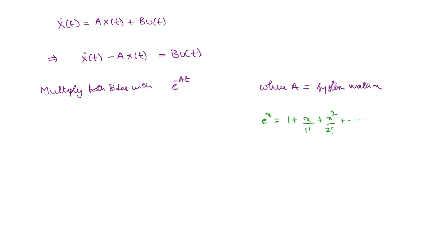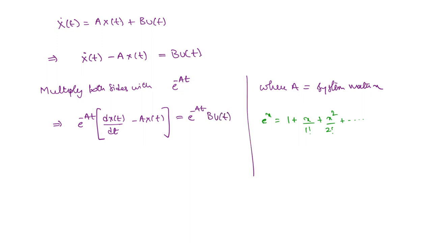So here you are going to write 1 plus e to the power minus at by 1 plus at whole square. So you will do multiplication of the matrices. That is what this term means. Okay. So then what are you going to get here? e to the power minus at x dot of t you can write as dx of t by dt minus ax of t is equal to e to the power minus at b u of t.